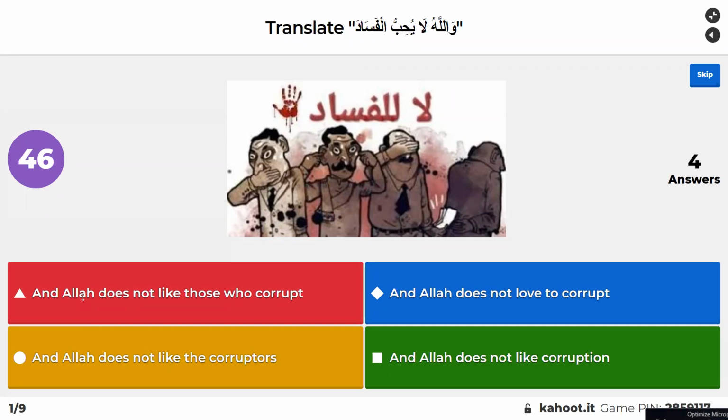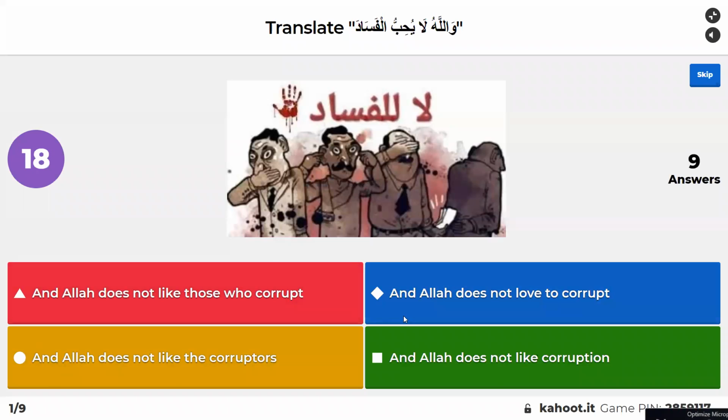Wallahu la yuhibbul fasada. Wa is "and," Allah la yuhibbul fasada. What does it mean? Blue: and Allah does not love to corrupt. Green: and Allah does not like corruption. Sorry, I did green first. Red is: and Allah does not like those who corrupt. Orange: and Allah does not like the corruptors. Let me repeat the answers again.